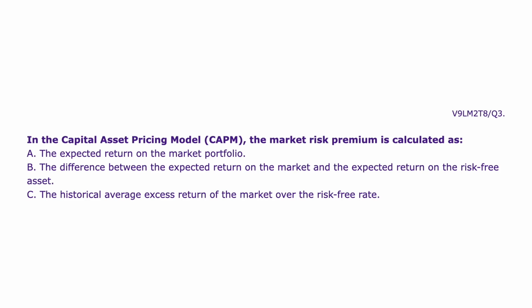In the Capital Asset Pricing Model, CAPM, the market risk premium is calculated as A. The expected return on the market portfolio. B. The difference between the expected return on the market and the expected return on the risk-free asset. C. The historical average excess return of the market over the risk-free rate.